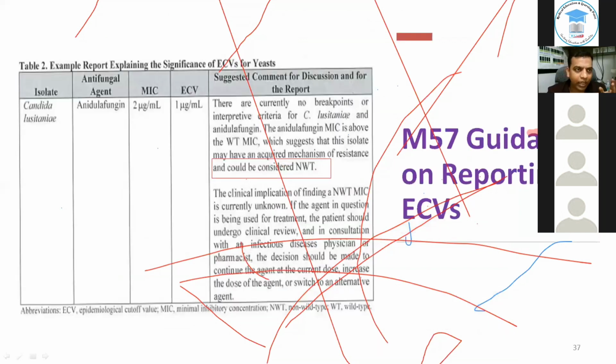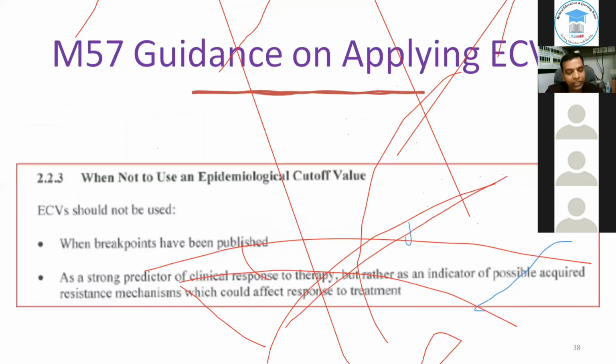To explain another example, say Candida lusitaniae. The MIC that I obtained against Candida lusitaniae for anidulafungin is 2 microgram, while the ECOF is 1. Since the MIC is more than the ECOF, that means there is a resistance mechanism and it could be considered non-wild type. Hence, in this case, the patient should undergo clinical review, and in consultation with an ID physician or a pharmacist, the decision should be taken. Repeat again, ECOF should not be used when breakpoints have already been published. It is not a strong predictor of clinical response to therapy, but rather an indicator of a resistance mechanism.